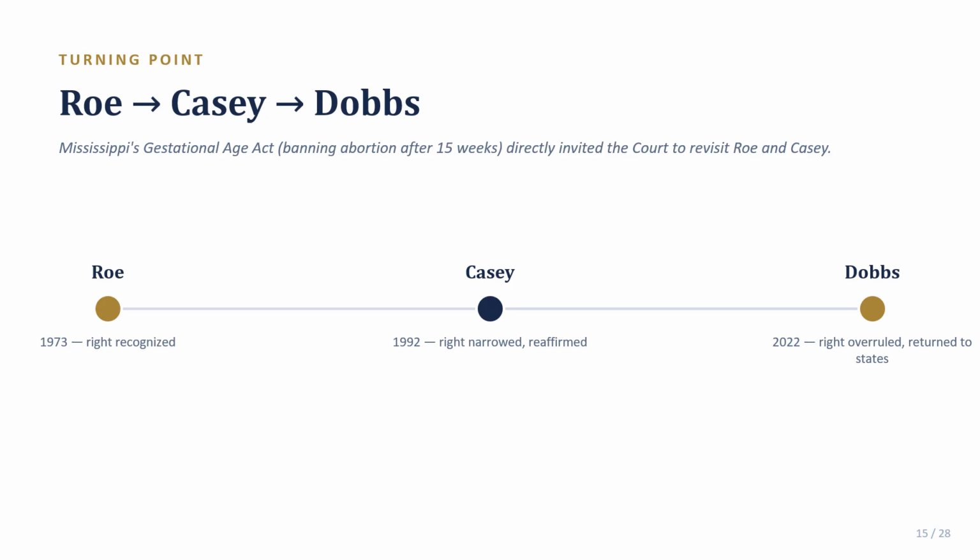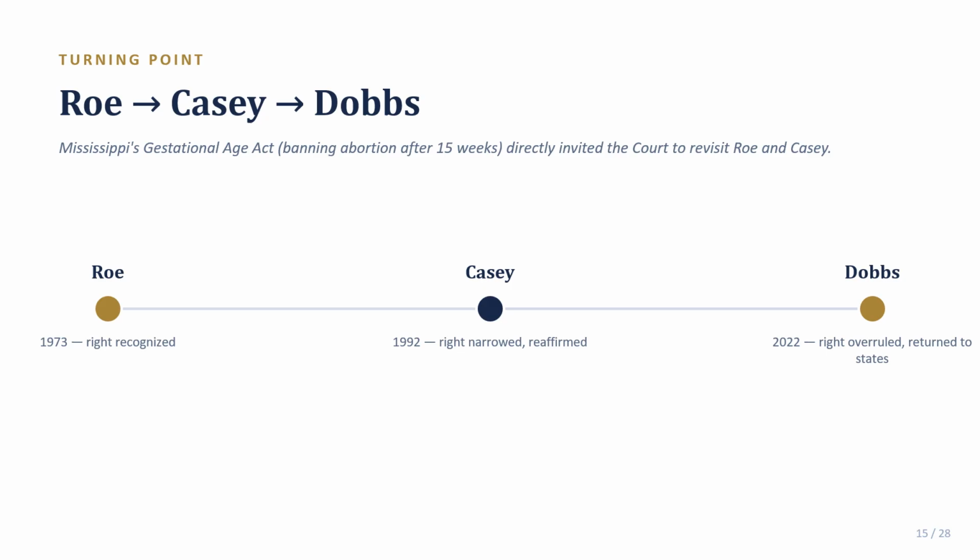Okay? So we have our three-step arc here in a single clean timeline. We have Roe, 1973, the right is recognized. We have Casey, 1992: the right is narrowed, but reaffirmed. And then we have Dobbs, 2022: the right is overruled, and the entire question of abortion regulation is returned to the states.